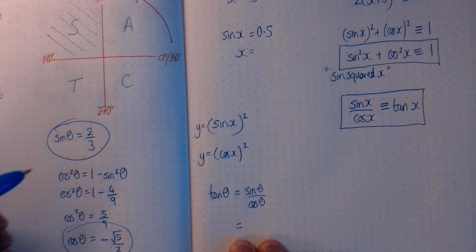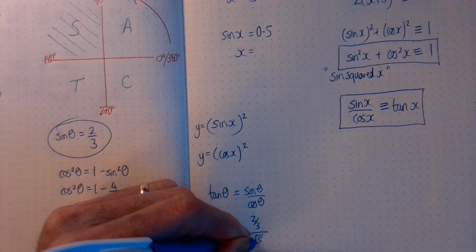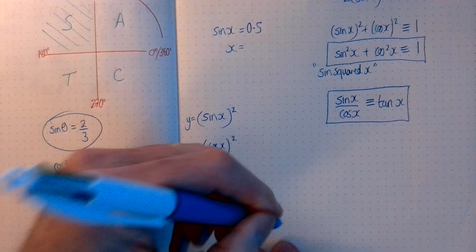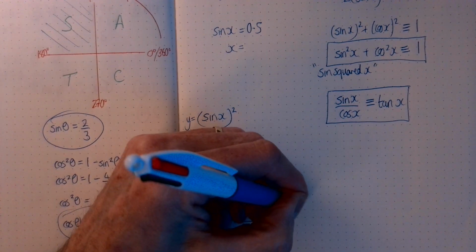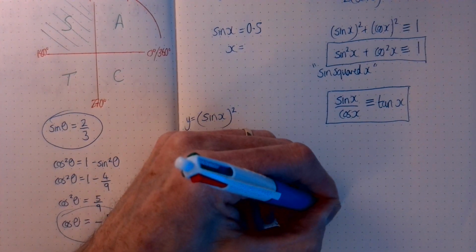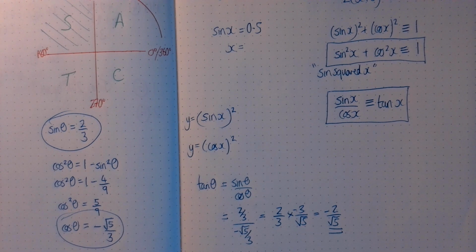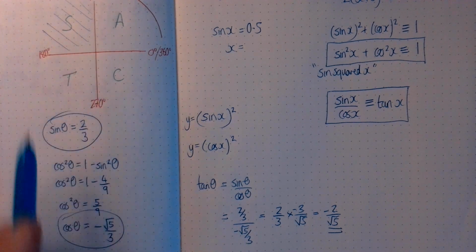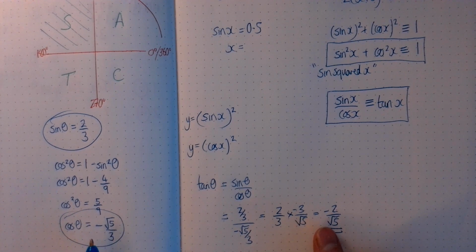So 2/3 divided by minus root 5 over 3. Of course, you can type that in on your calculator, but don't forget dividing fractions is the same as multiplying by the reciprocal. So we get minus 2 over root 5. But of course, your calculator would have done that for you. So I was given sine theta and told that it's an obtuse angle, worked out cos theta, and worked out tan theta, both of which are negative.